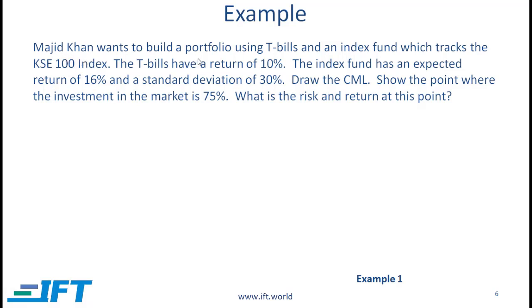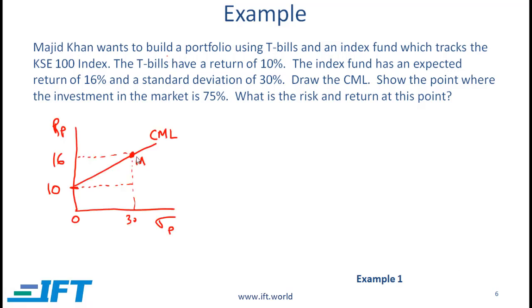Let's consider a simple example. I want you to try and do this before you look at the solution. Here is what you should come up with. We have return on the y-axis, risk on the x-axis. The capital market line starts here at the risk-free rate of 10% and it passes through the market portfolio, which has a return of 16% and risk of 30%.